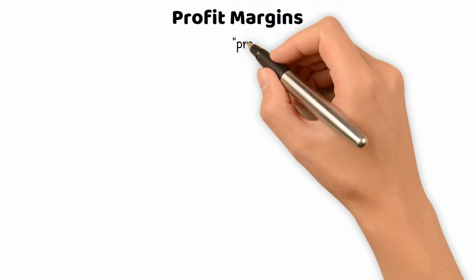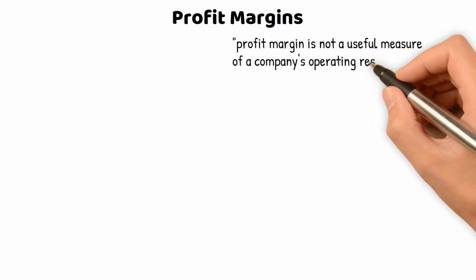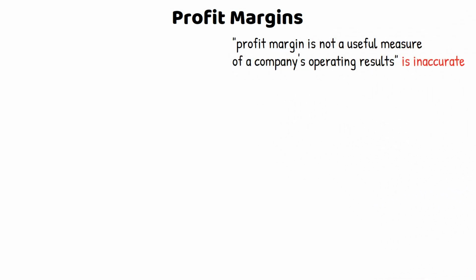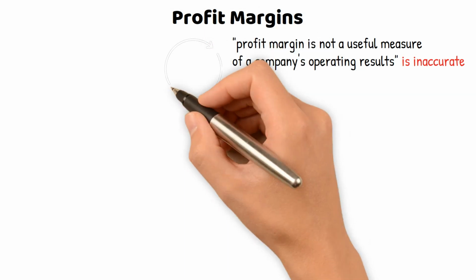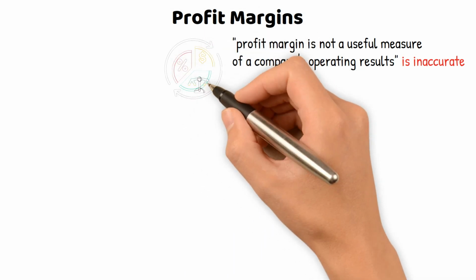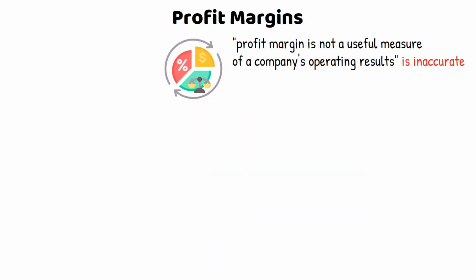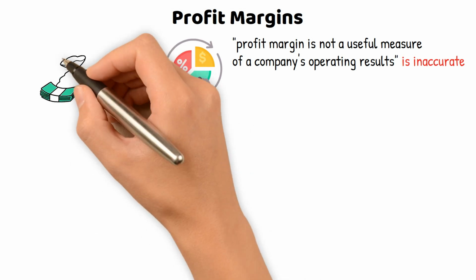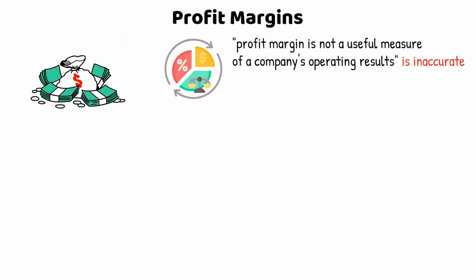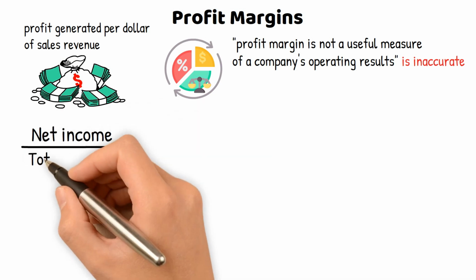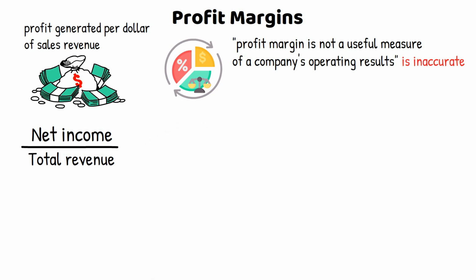Profit margins. The statement "profit margin is not a useful measure of a company's operating results" is inaccurate. While profit margin may not be the only or most comprehensive measure of a company's operating results, it can still provide valuable insights into the financial performance of a business. Profit margin is a measure of a company's profitability that indicates the profit generated per dollar of sales revenue. It is calculated by dividing the net income by the total revenue and expressed as a percentage.